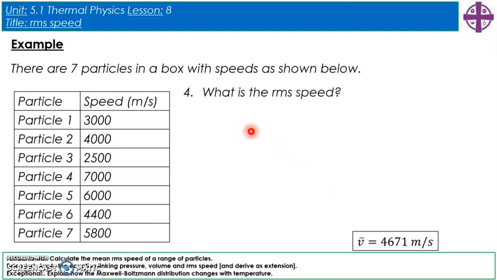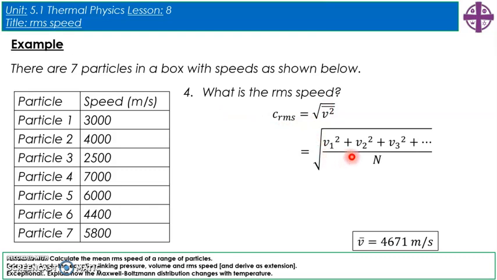So final question now. What is the root mean squared speed? I've left this down here as a reference. This was the mean speed. So this was what we found the mean speed was. This time we're looking for the root mean squared speed. So I'm looking for this. I'm square rooting the mean of the squared speeds. Remember, the square root and the square don't cancel out because the mean is in between them.